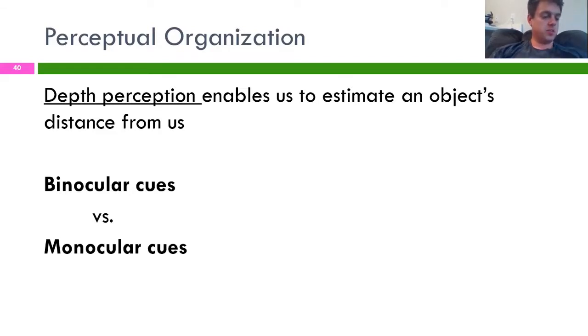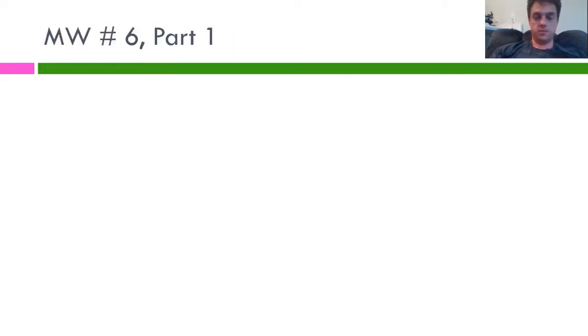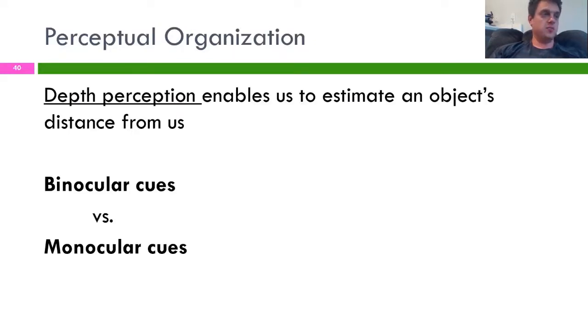However, this is not the whole story, right? Although we can see depth using binocular cues, like the contrast between our two eyes, we also use what's called monocular cues, okay? And these are heuristics, I guess you could say, for judging depth, even when we don't see any binocular disparity, or difference between the two eyes.